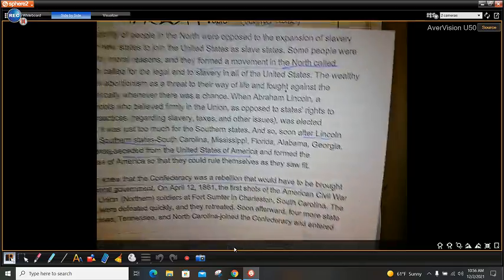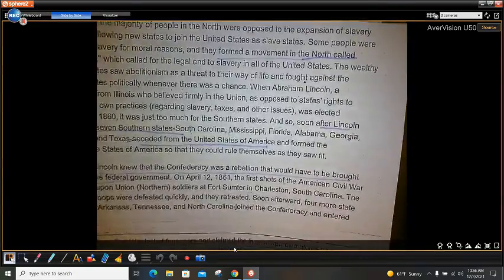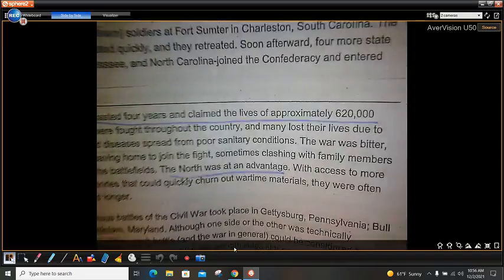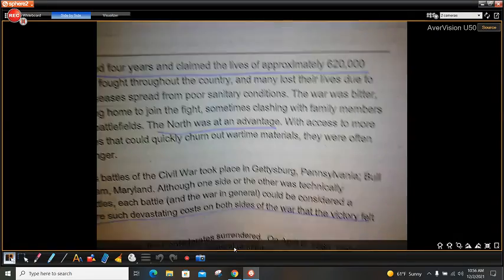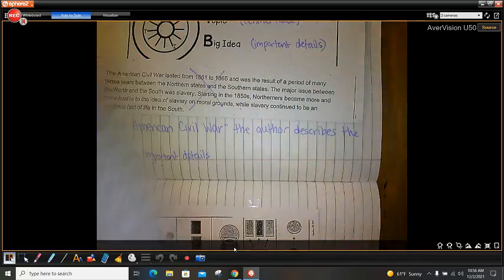When President Lincoln took office, some states in the South seceded to form the Confederate States. And the president knew they'd have to be brought back. The war lasted for 4 years, and the North was at an advantage. Both sides had a devastating cost, but eventually the Confederates surrendered. That right there is my summary. All I did was add about 5 sentences onto it.